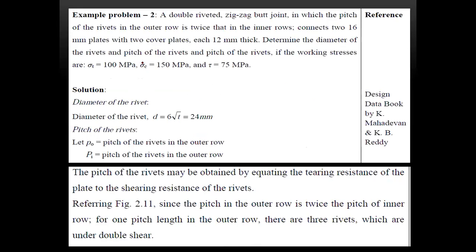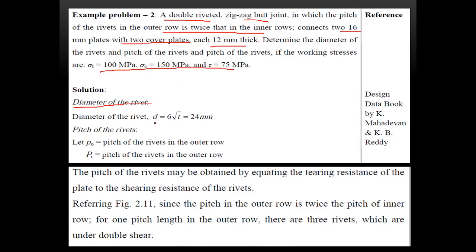Now take the second thing, a double riveted zigzag joint. Same reference, where the pitch of the rivets in the outer row is twice that in the inner row. It connects two 16 mm thick plates, thickness ఇచ్చాడు, with two cover plates each 12 mm, right? Cover plates వచ్చేసి 12 mm and the other thickness is 16 mm. Determine the diameter of the rivets and the pitch of the rivets. The working stress is so on. So okay, now what is the first thing you have to find? Diameter of the rivet.